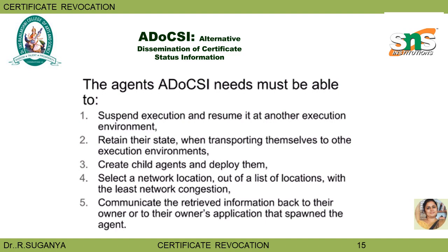Here, the agent must be able to suspend execution and resume it at another execution environment. The next one is to retain their state when transporting themselves to the other execution environment. Create child agents and deploy them. Select a network location out of a list of locations with the least network congestion. Communicate the retrieved information back to their owner or to the owner's application that spawned the agent.